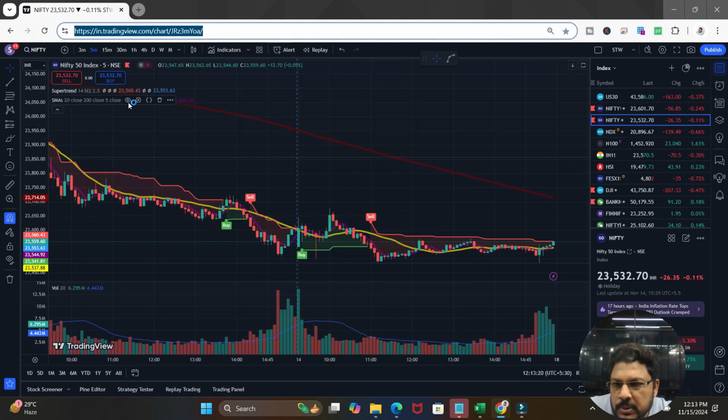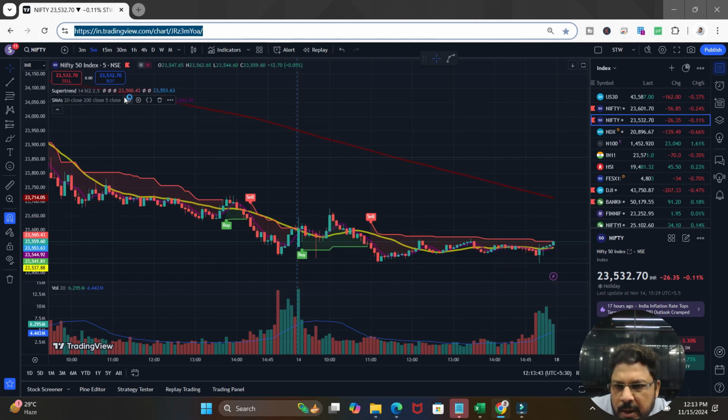So here you can see there are a couple of things on my chart. One is the basic candlestick pattern chart, and then I have a moving average which is marked here, which is simple moving average. There is 20, 200 and 5. So there are three moving averages which I have marked. And there is a super trend.